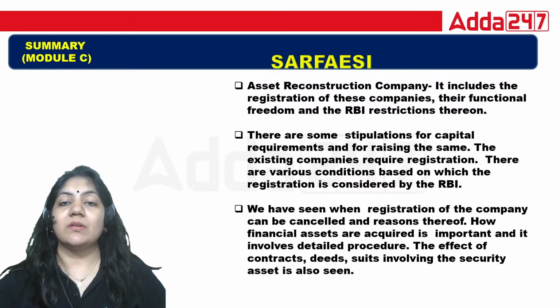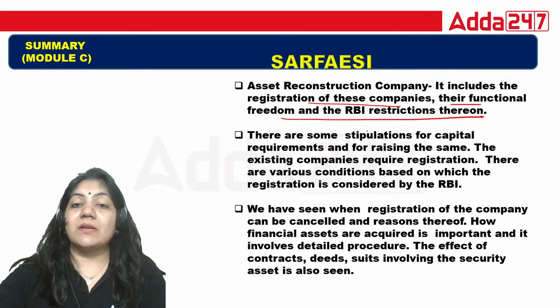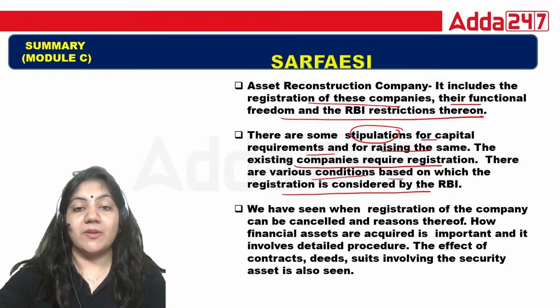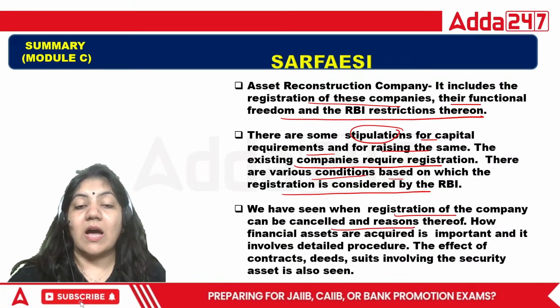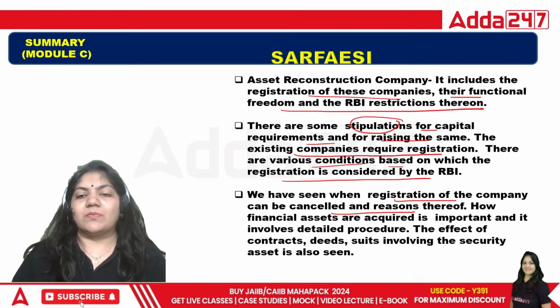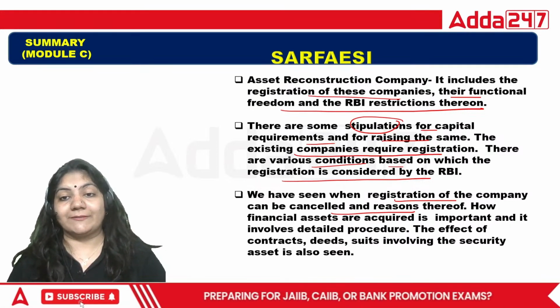It includes the registration of these companies, their functional freedom and RBI restriction thereon. There are some stipulations for capital requirement and for raising the same. The existing company requires registration. There are various conditions based on which registration is considered by RBI. We have seen when registration of the company can be cancelled and the reasons thereof. How financial assets are acquired is important, and it involves a detailed procedure. The effect of contract deed suit involving the security asset is also seen.